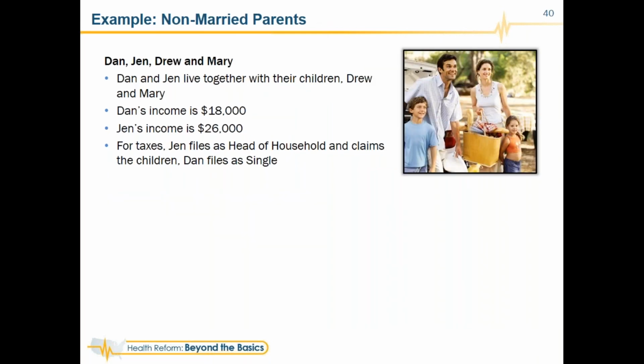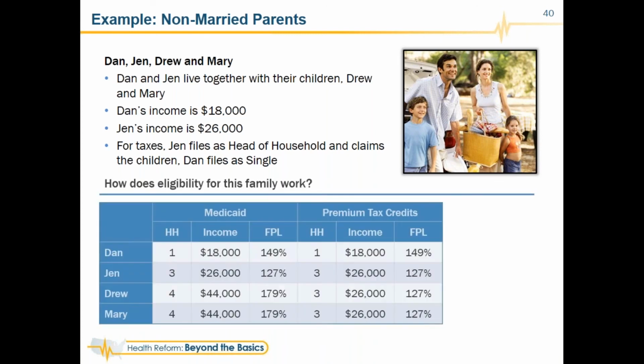So now we're going to go and look at Diane and Jen again. So Diane and Jen live together with their children, Drew and Mary, but they're not married. For Medicaid, Dan has a household size of 1, and his income is $18,000 per year, which puts him at 149% of the federal poverty line. He's not eligible for Medicaid. For premium tax credits, his household size and income are the same. He is eligible for premium tax credits and cost sharing reductions.